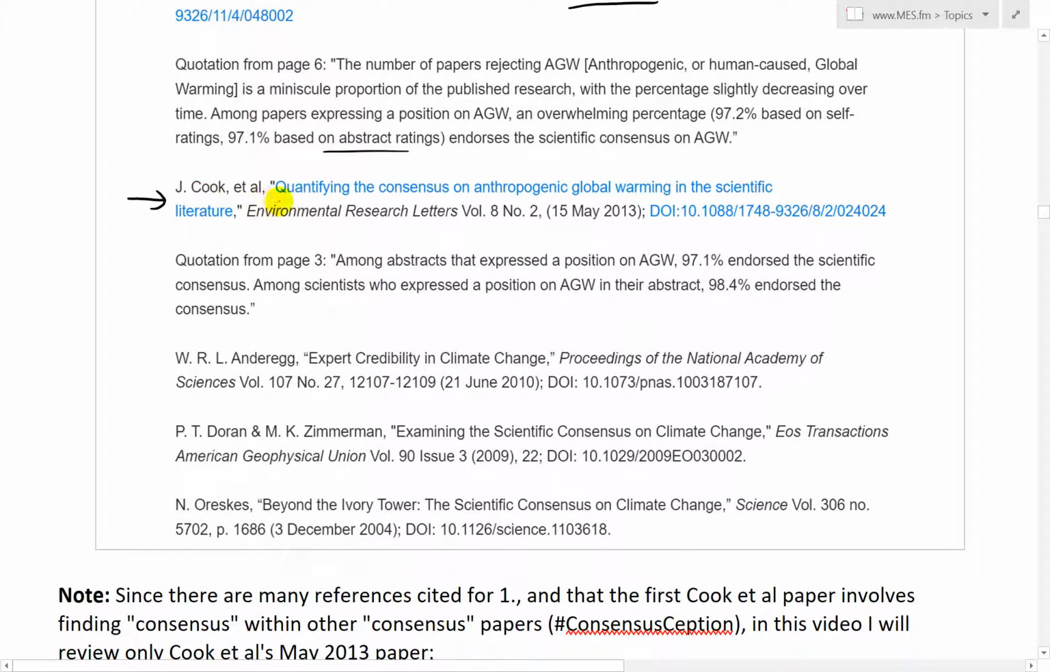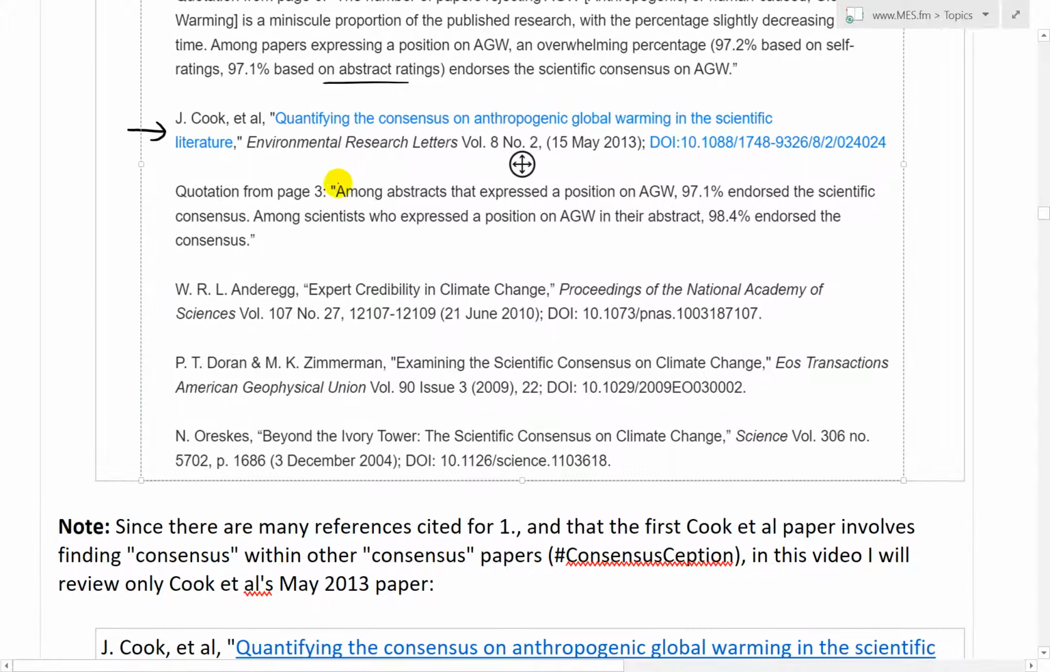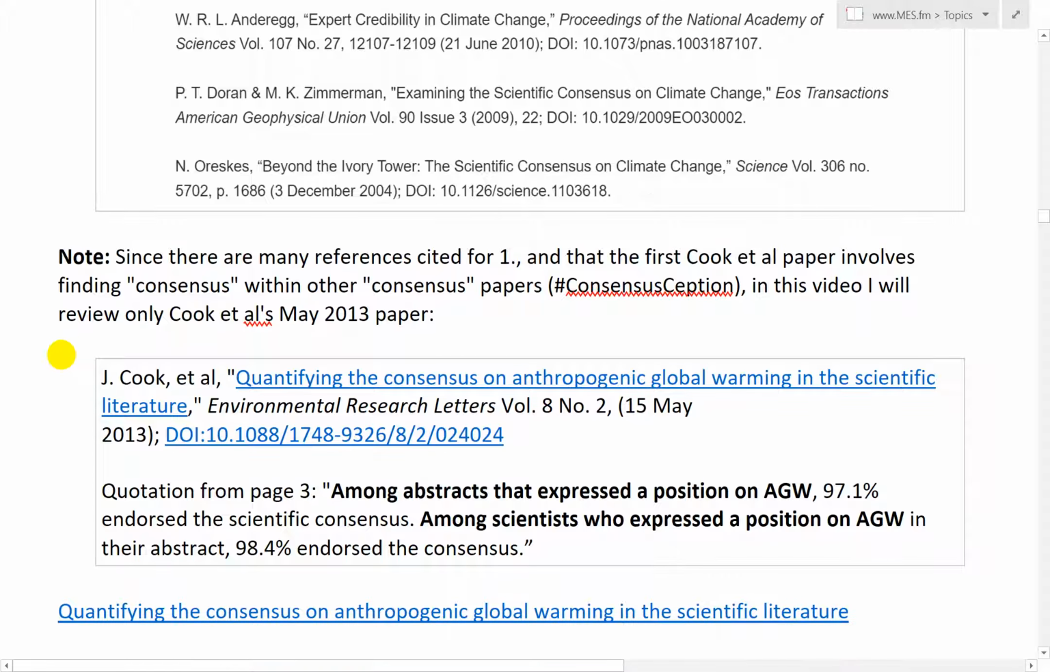So John Cook et al., Quantifying the consensus on anthropogenic global warming in the scientific literature. Quotation from 3: among abstracts that expressed a position on AGW, 97.1% endorsed the scientific consensus. Among scientists who expressed a position on AGW in their abstract, 98.4% endorsed the consensus. So anyways, let's just jump right in.